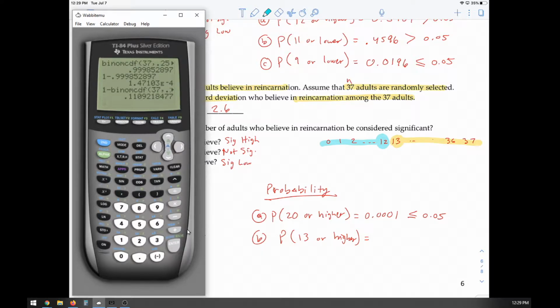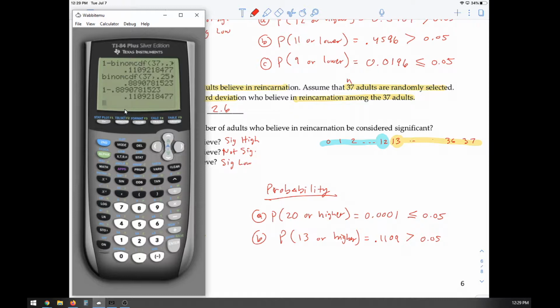So we get approximately 0.1109, which is greater than 0.05, which means it's not significant. Again, this is my answer because when I inputted, I did the 1 minus already. So I could have done Binom CDF, put 12 in there and get that answer, and then do 1 minus that, right? I could have done that as well. So either way, if I put in the 1 minus and then navigate to Binom CDF, that's fine. Or I could have used Binom CDF and then subtracted from that, and that's fine.